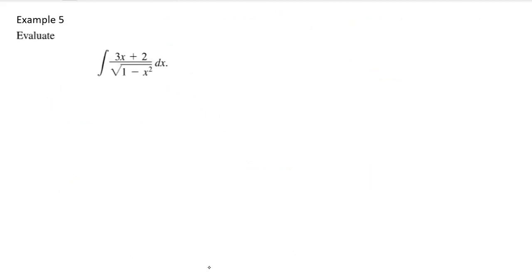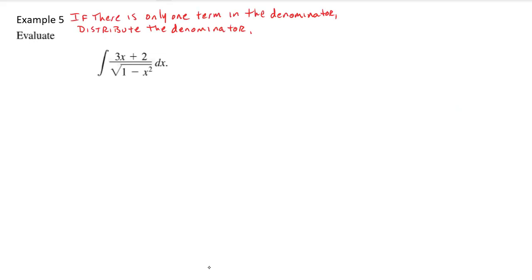Number 5. Any ideas on what we're going to do with this one? There's your hint. If there's only one term in the denominator of a fraction, you can distribute that denominator. What allows you to do that is the rules for adding fractions. So if I have a over c plus b over c, because I have a common denominator, that means that I can combine the numerators over that common denominator.